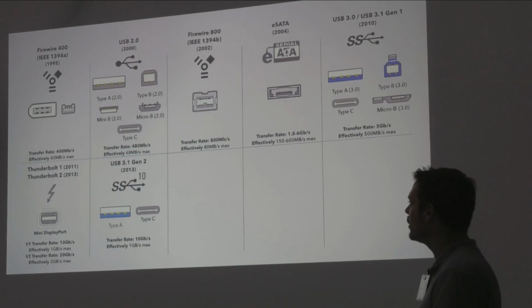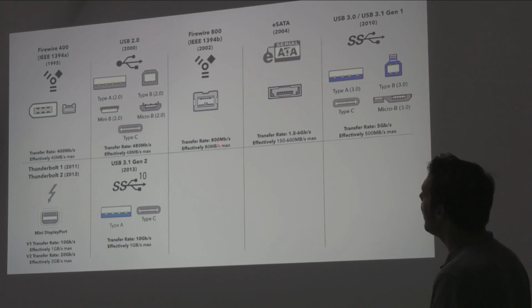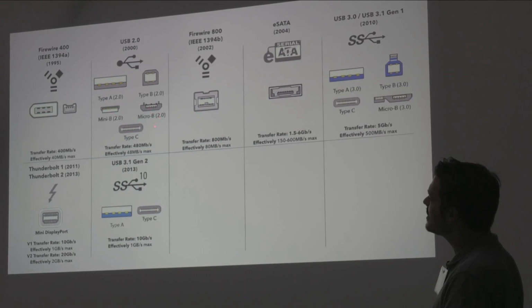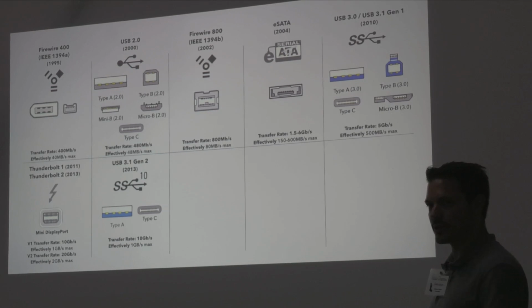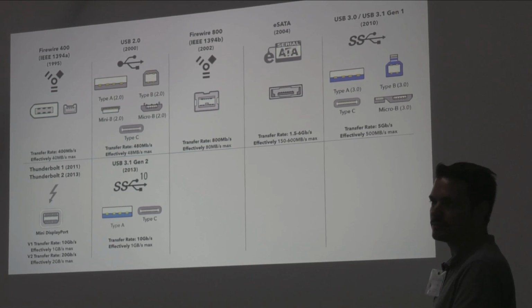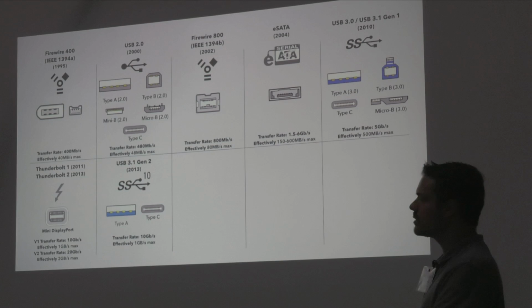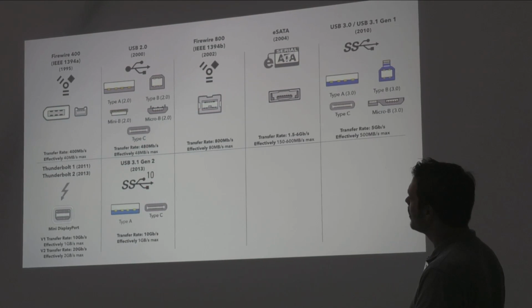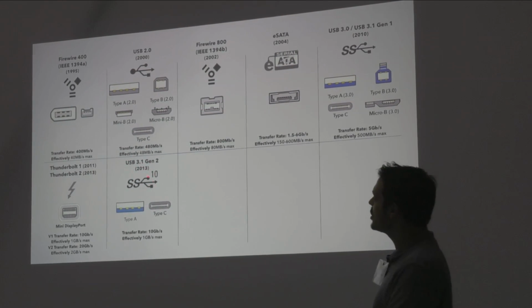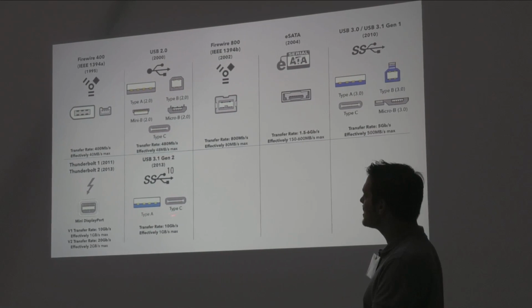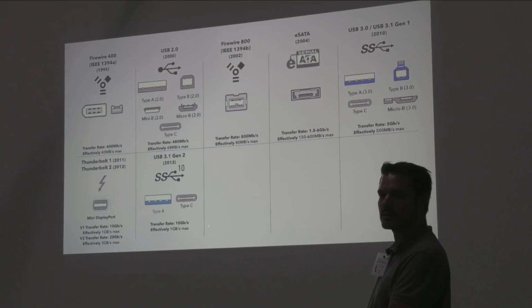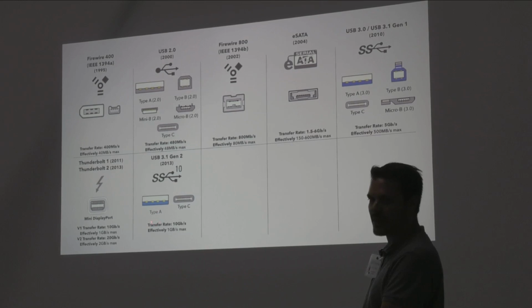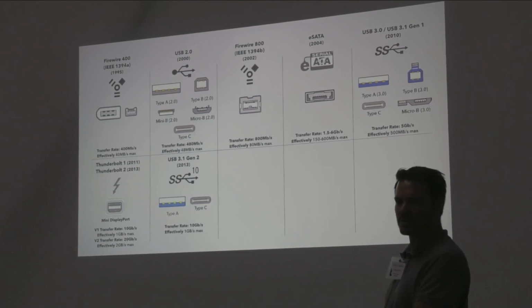So when we're talking about USB 3.1 Gen 2, they didn't see any reason to have a B connector because they're trying to move away from it. So in general, with USB 3.1 Gen 2, it will either have Type C at both ends or Type C and Type A. Does that make sense?